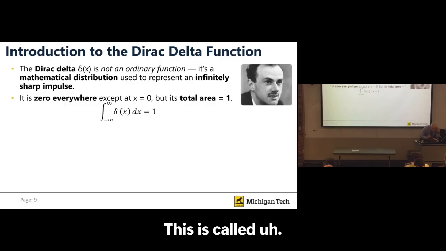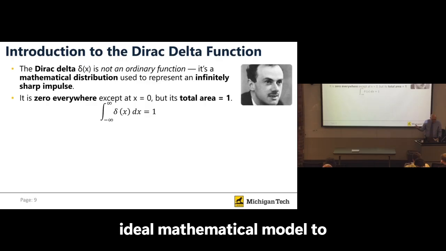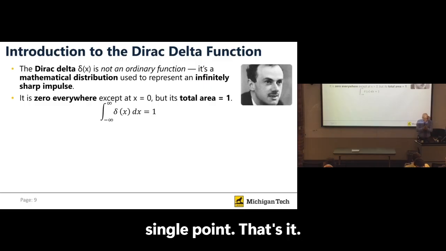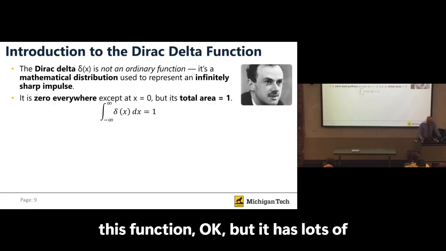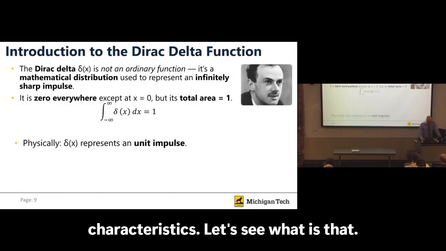Anyway, this is called the delta function. So the delta function is just the ideal mathematical model to represent an impulse at a single point. That's it. Mathematically, just for explaining that impulse in a very short time, we can use this function. Okay, but it has lots of characteristics. Let's see what those are.